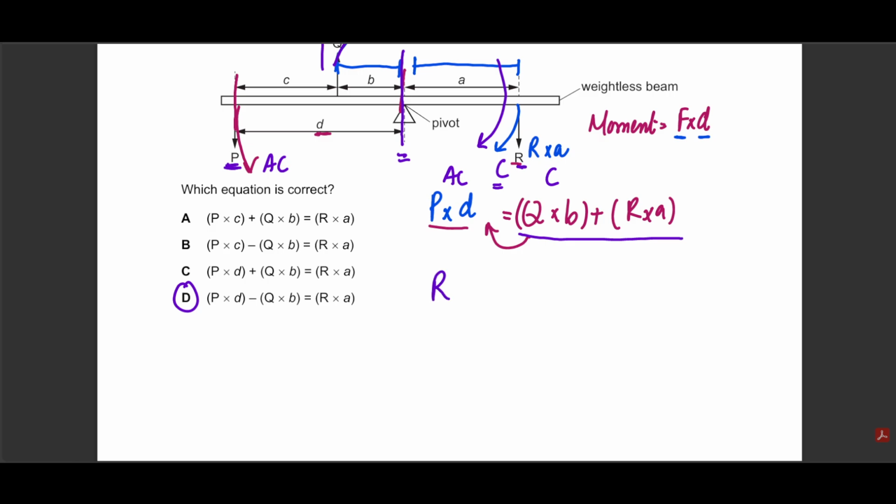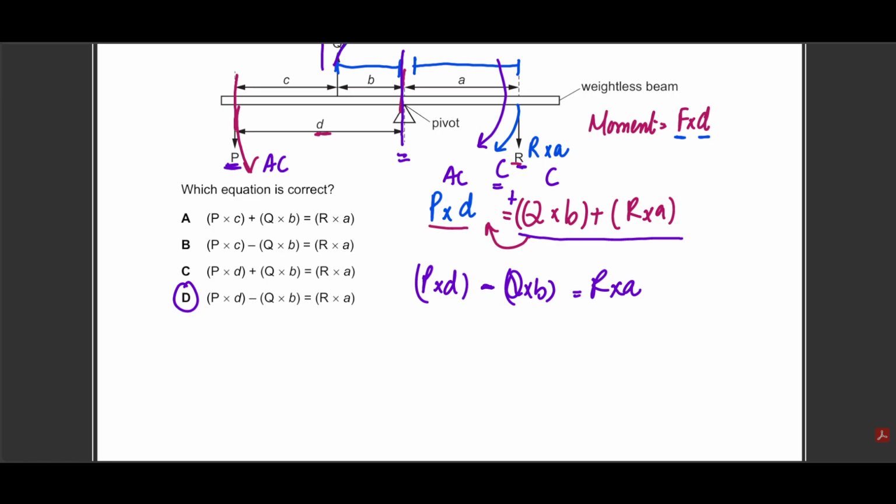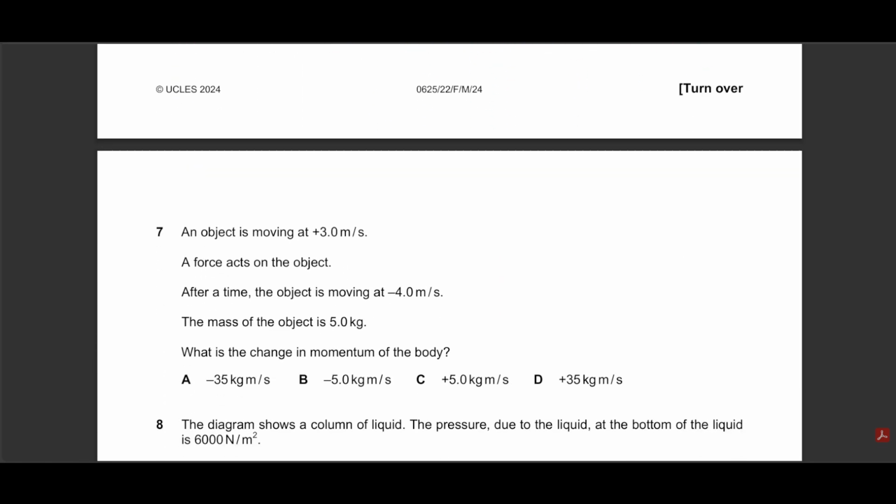It will again give you P multiplied by D with a subtraction, because this whole was positive, with Q multiplied by B being equal to R multiplied by A. Again, you land at the same equation, doesn't matter.